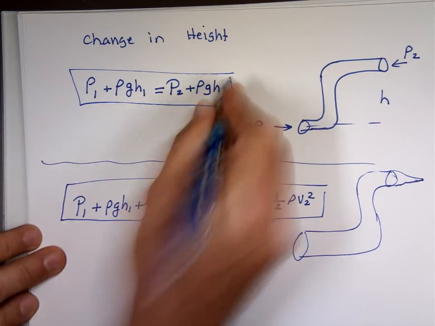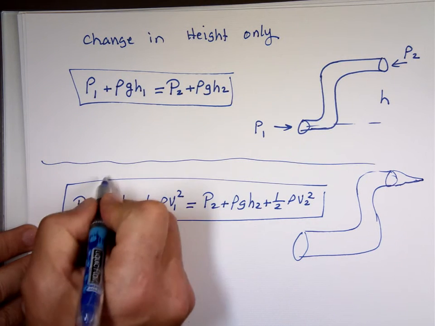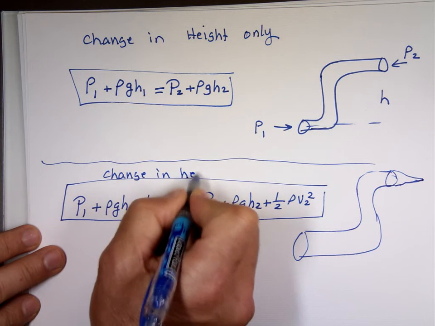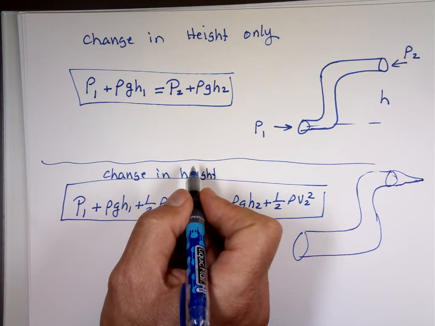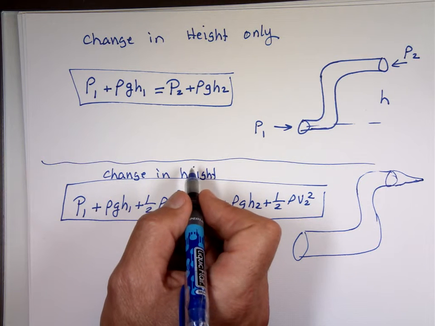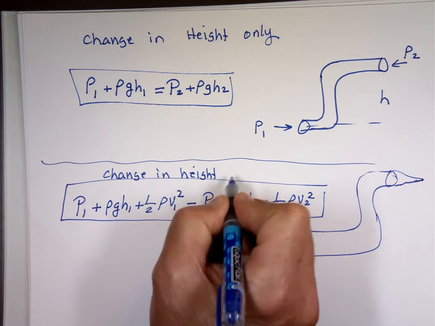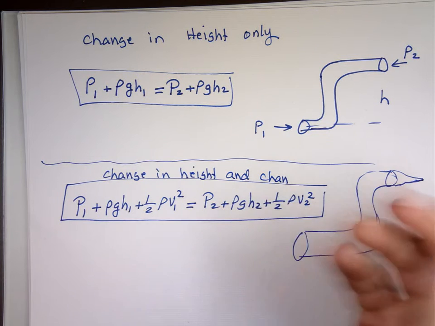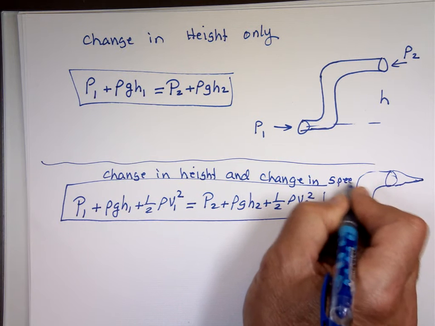This is change in height only. This is change in height and speed, which means the size. What do we call that one? Change in speed, we called it? Change in height and change in speed. That means the shape of a change here. The size change. So that's the equation we use.